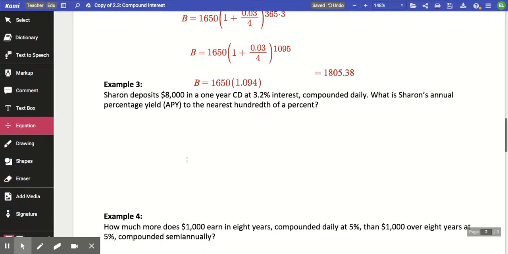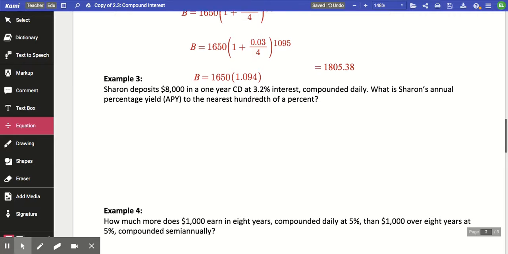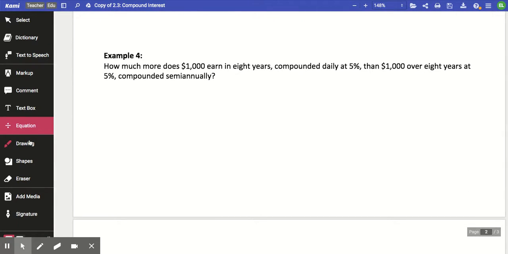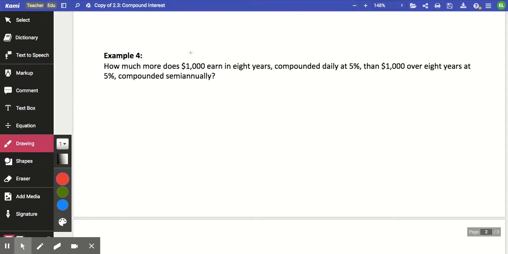We're actually going to skip example 3 for the time being and move straight on to example 4. So once again, we have to identify our parameters. So in this first part, 1,000 is P, 8 years is T, 5% is R, and compounded daily, once again, means N is 365.